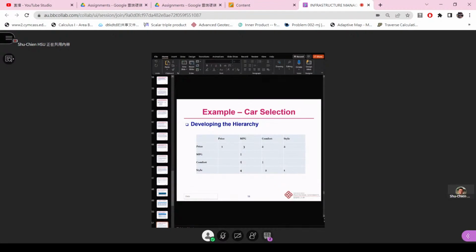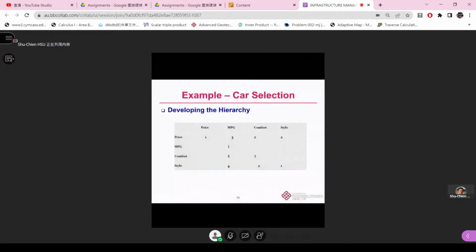A couple of students actually sent us messages privately, and I'm also responding to them. Probably some of you are curious how we get the metrics here, on page 51, right? So I think I can explain it again.